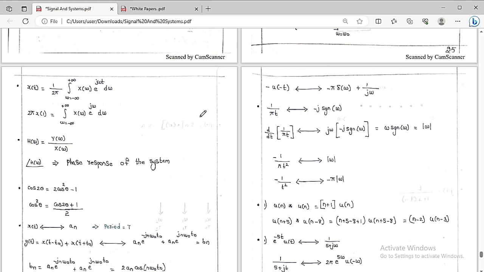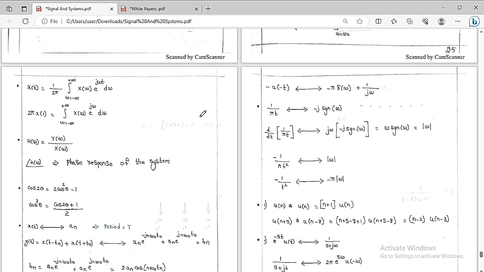So you can say x of t is equal to 1 by 2 pi, integration from omega equal to minus infinity to plus infinity of X of omega into e to the power of j omega t into d omega. So now what will you do? Very simply, x of t is equal to 1 by 2 pi, integration from minus infinity to plus infinity of X of omega into e to the power of j omega t into d omega.